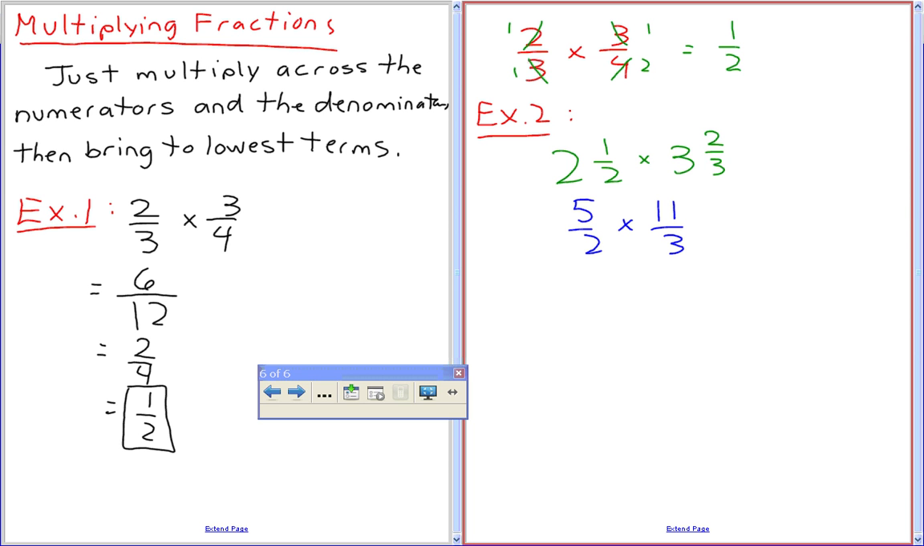Are we okay so far? What happened there? So what she did hopefully was 2 times 2 is 4 plus 1 is 5. And then 3 times 3 is 9 plus 2 is 11. We good? Okay.